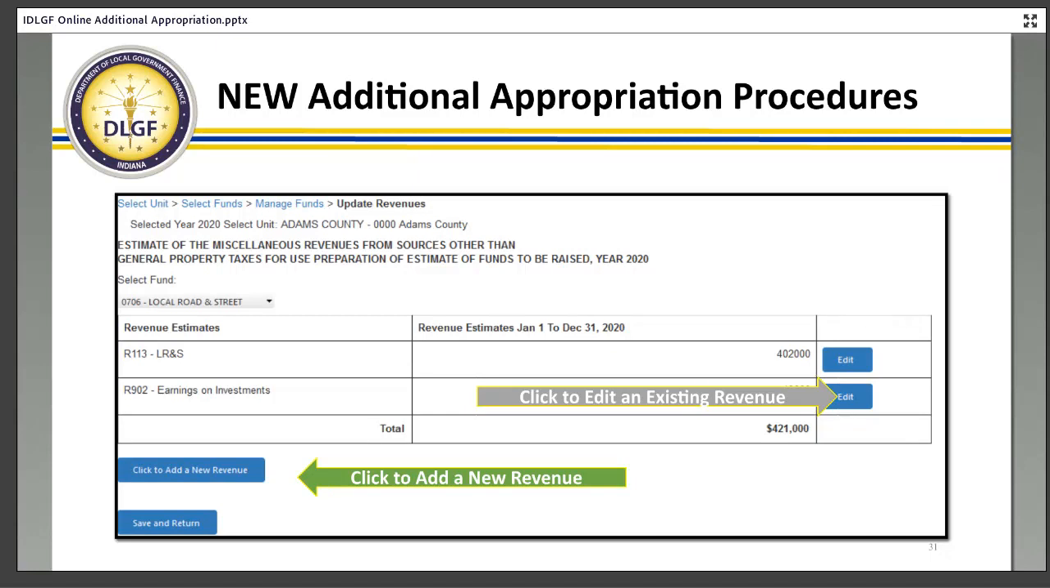One of the drawbacks or weaknesses in our existing process is that a unit that would submit multiple additional appropriations during the course of the year would each time have to send in that additional information. With the new application, once you've changed your miscellaneous revenue, or once you've added a new one, that will represent the new baseline for all additional appropriations that are submitted during the course of the year.